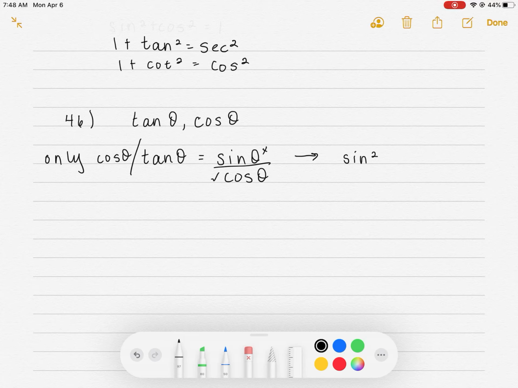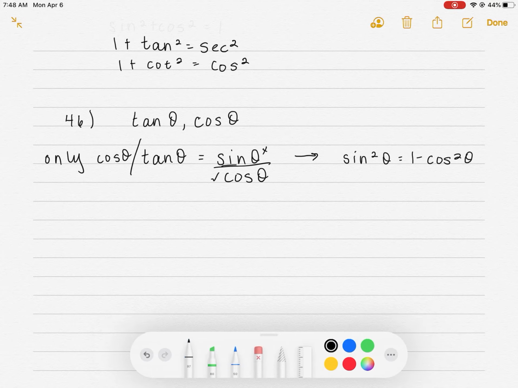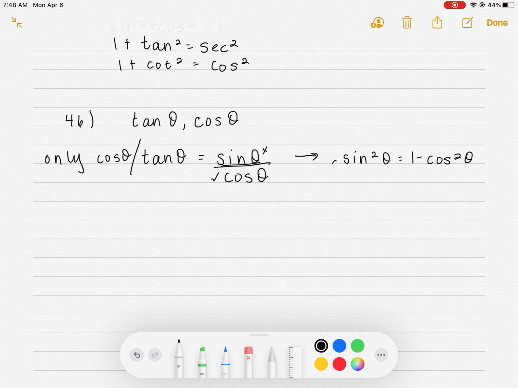Sine squared of theta is equal to 1 minus the cosine squared. I only want sine, so I take the square root of both sides. So then sine of theta is equal to plus or minus the square root of 1 minus the cosine squared of theta.